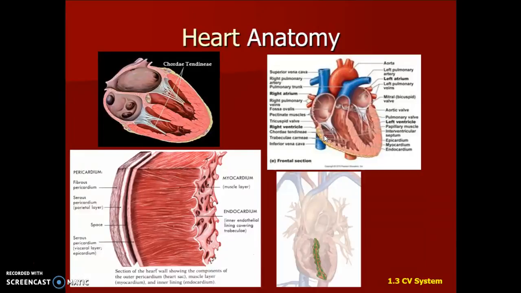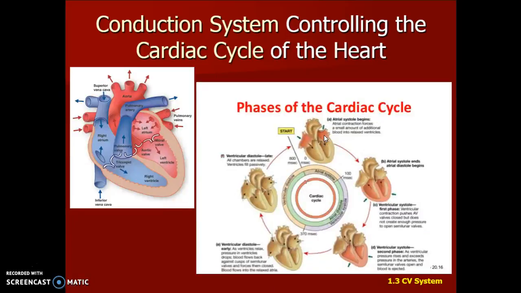These also shut in order to stop backflow. The next slide looks at the conduction system and the controlling of the cardiac cycle of the heart. So to begin with, the left and right atrium will fill with blood. There's no contraction at this point, so this is just atrial diastole.